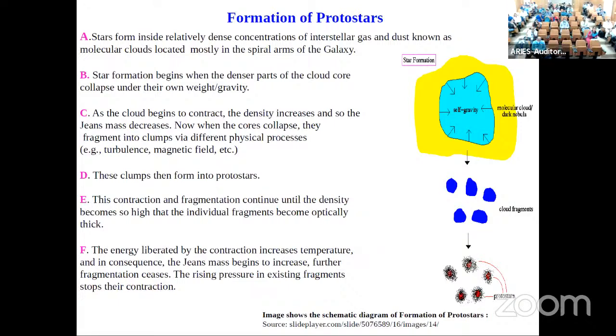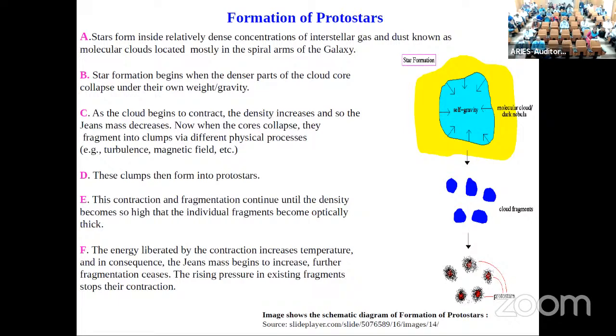Stars form inside relatively dense concentrations of interstellar gas and dust known as molecular clouds, mostly in the spiral arms of the galaxy. Star formation begins when the denser part of this cloud core collapses due to its own gravity. As the cloud begins to contract, the density will increase, and as a result, the Jeans mass will decrease. So the core will collapse and fragment into small clumps. These will form into protostars.